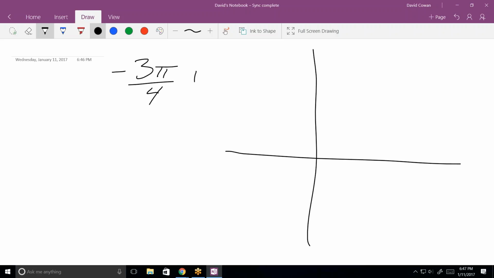Well, in this case, 360 is the same as 2 pi. So my positive one is going to be adding 2 pi, and my negative one is going to be subtracting 2 pi. It's the same as 360 degrees. Each pi is 180 degrees. So if I'm labeling my axis here, I'm not going to label that 90. I'm going to label it pi over 2. I'm going to label that pi instead of 180, and I'm going to label this 3 pi over 2 instead of 270.